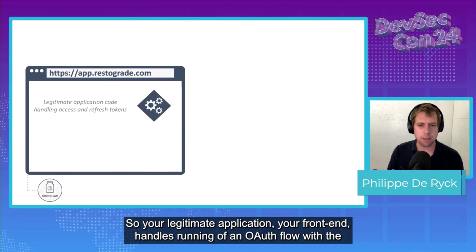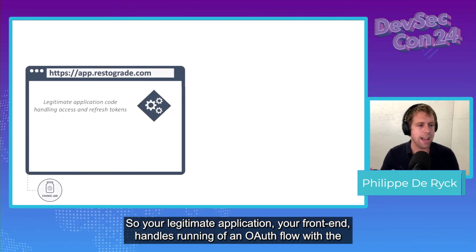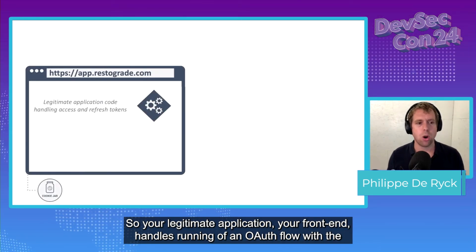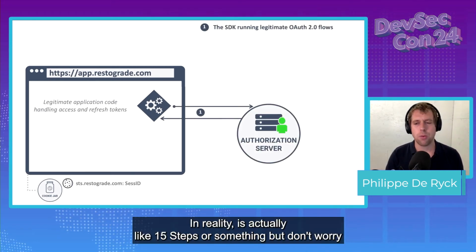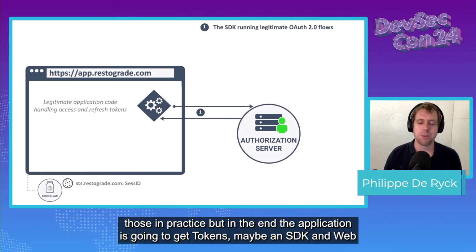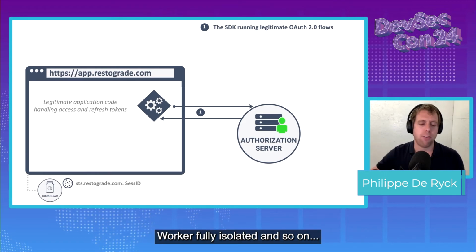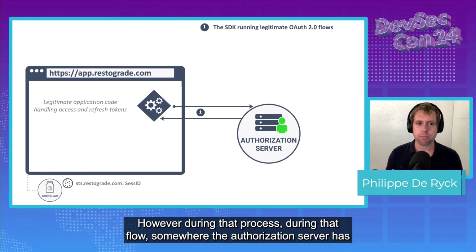So your legitimate application, your front end, handles running of an OAuth flow with the authorization server. That's step 1. Well, in reality, step 1 is actually like 15 steps or something, but don't worry about those in practice. But in the end, the application is going to get tokens, maybe with the SDK and the web worker and fully isolated and so on and so on.